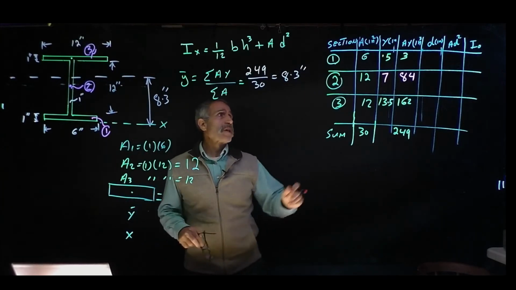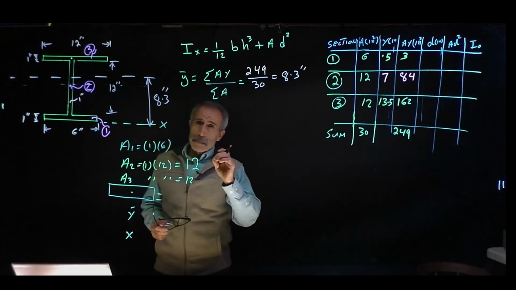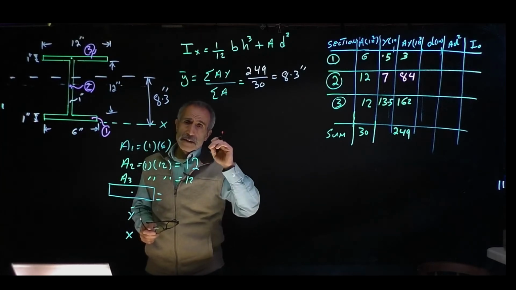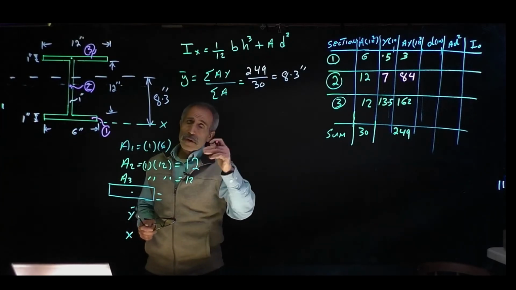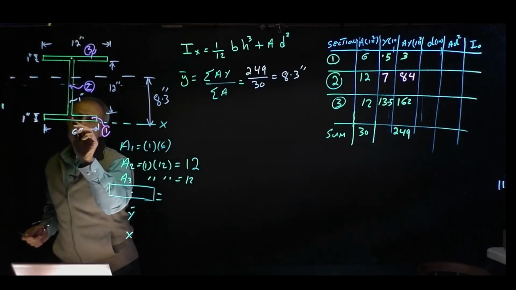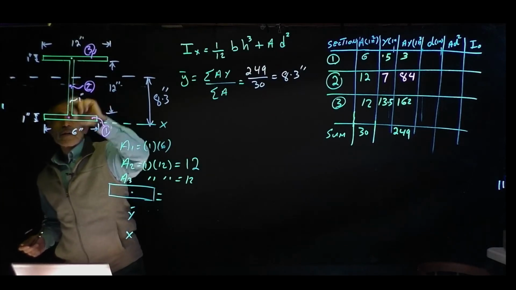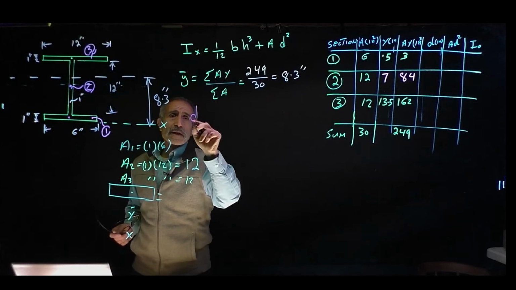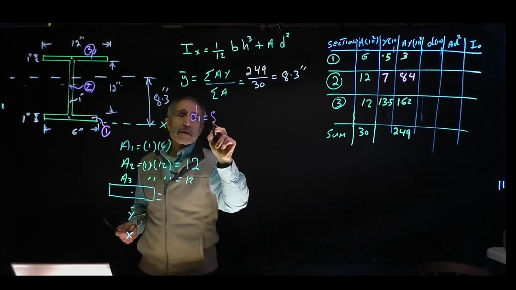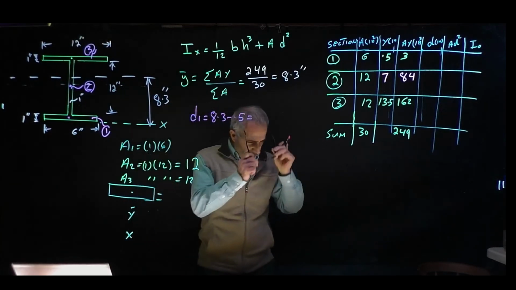We're going to continue with D. Now D is the distance between the center of the shape that you're looking at and your center of gravity or your neutral axis. So for shape 1, the D is this distance, between this center right here and that one. So D1 basically is going to come out to 8.3 inches minus 0.5, and that comes out to 7.8.